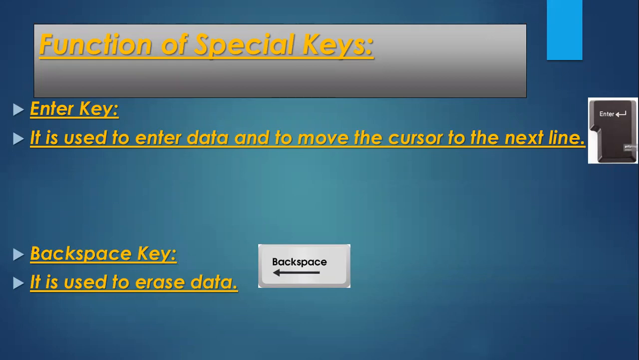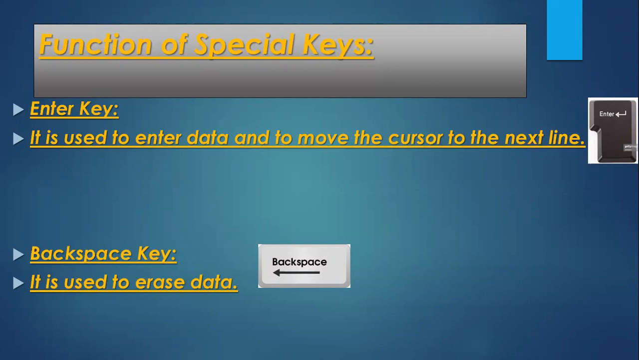Enter key. As you all see in the picture of the keyboard, there is an enter key present in the keyboard. Now, what is the function of this enter key? It is used to enter data, and it is used to move the cursor to the next line. For example, if you are typing something on the computer, if you have completed your first line and you want to go to the next line, how will you go to the next line? You will simply press the enter key and the cursor will automatically go to the next line. Is that clear? So this is the function of enter key.